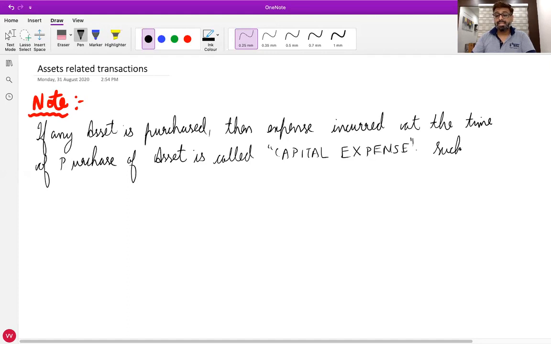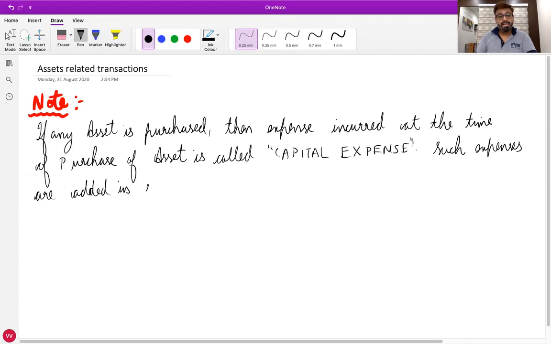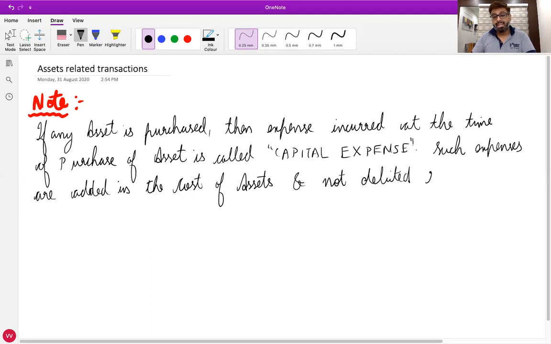Such expenses are added in the cost of assets and not debited separately by the rule debit all expenses and losses, and not debited separately.